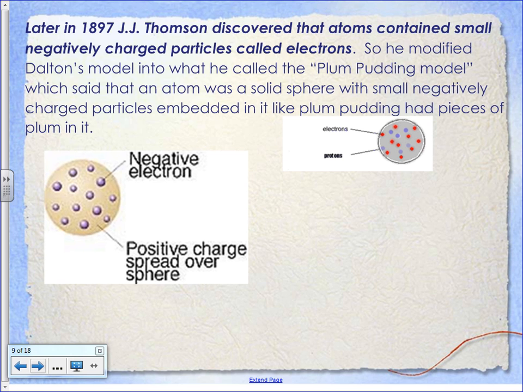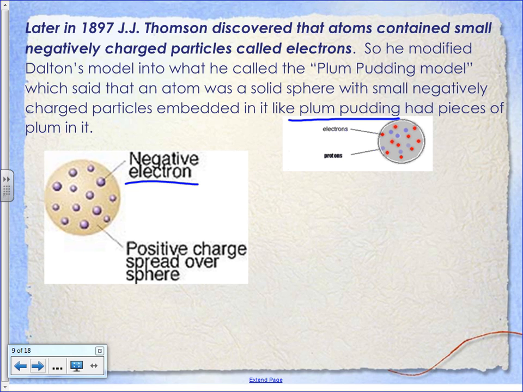His experiments told him electric currents can be generated when a reaction occurs. He knew that when a reaction occurs, atoms move around and rearrange, so it made sense to say maybe part of that rearrangement is these little particles coming off and traveling through the wire to produce an electric current. Since it produced an electric current, it made sense to call them electrons. So he said, I'll keep the solid sphere model, but modify it to say that electrons are small negatively charged particles loosely embedded on the surface of the sphere, and they come off when a reaction happens. So this became the plum pudding model.